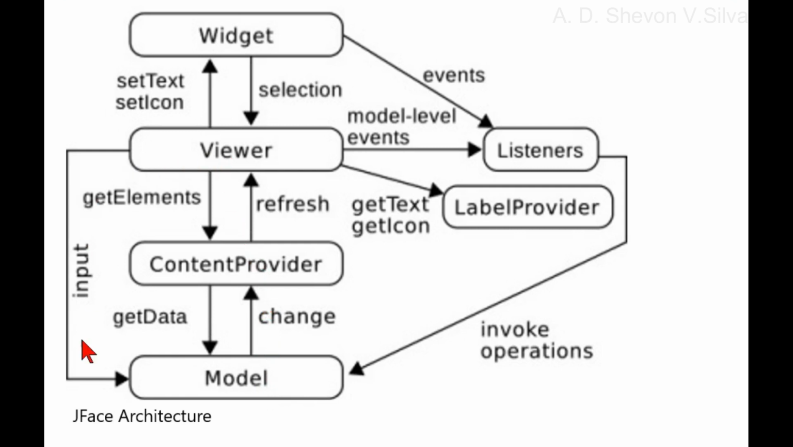Viewer is connected to model, and input is passed from viewer to model. And widget is connected to listeners. Events are passed from widget to listeners. Viewer is connected to listeners. Model level events are passed from viewers to listeners. Viewer is connected to label provider. Get text, get icons are passed from viewer to label provider. Listeners are connected to model, and invoke operations are passed from listeners to model.